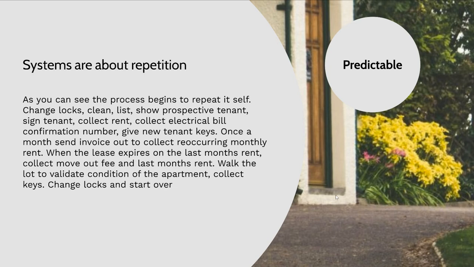You can change the locks, clean, list, show prospective tenant, sign the tenant, collect the rent, collect an electrical bill confirmation number, give new tenant the keys. Once a month, send an invoice out to collect reoccurring monthly rent. Then when the lease expires on last month's rent, collect the move out fee and the last month's rent. Walk the lot to validate the condition of the apartment and collect the keys. Change the locks and start over to the beginning.